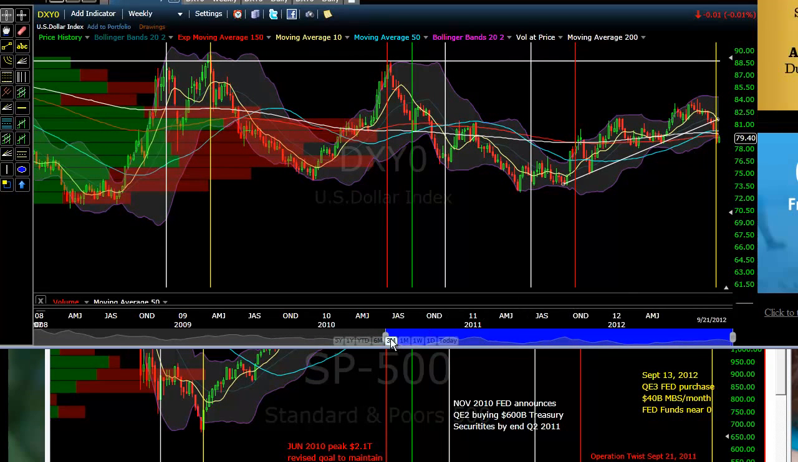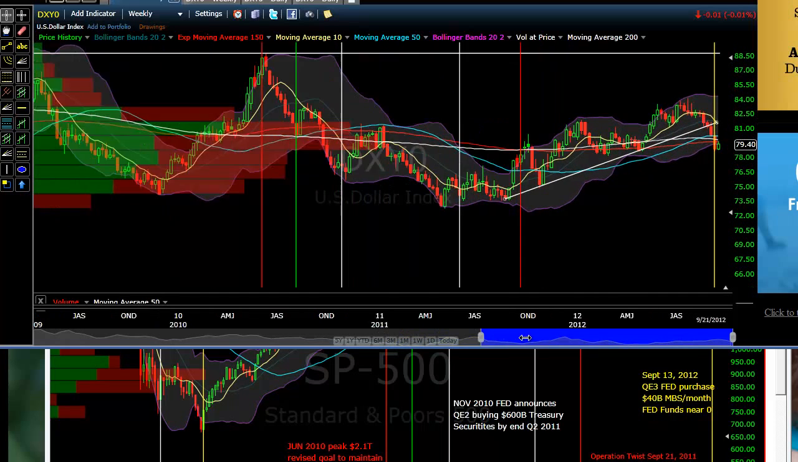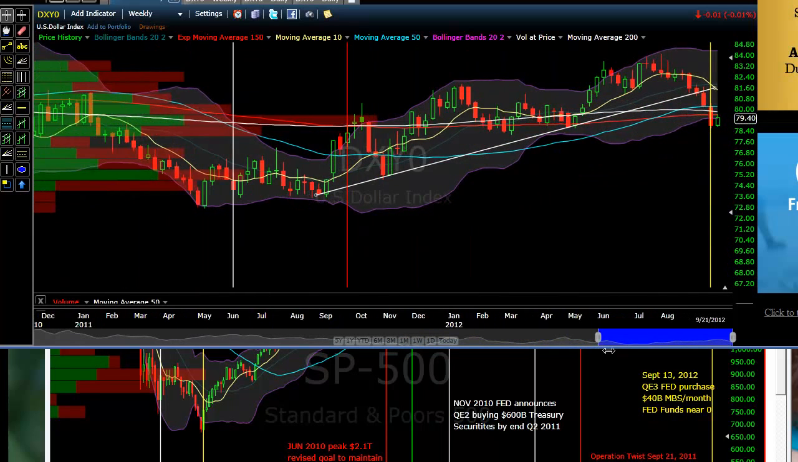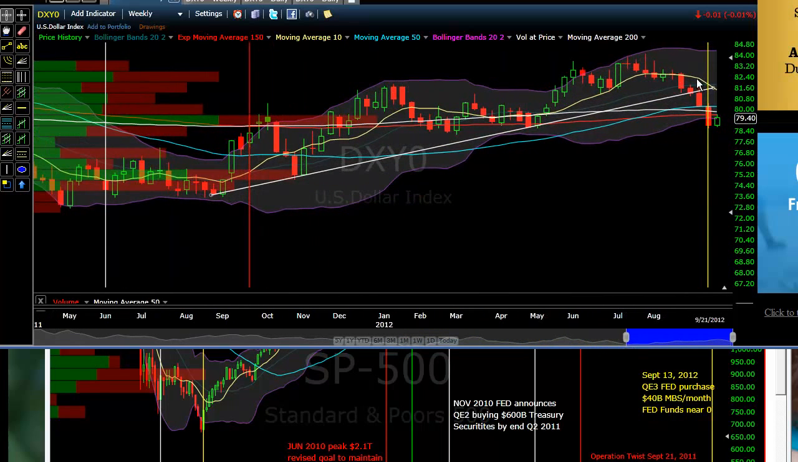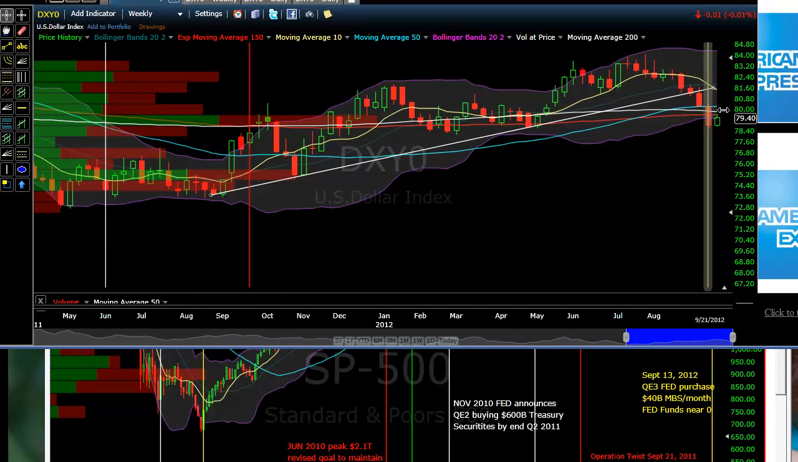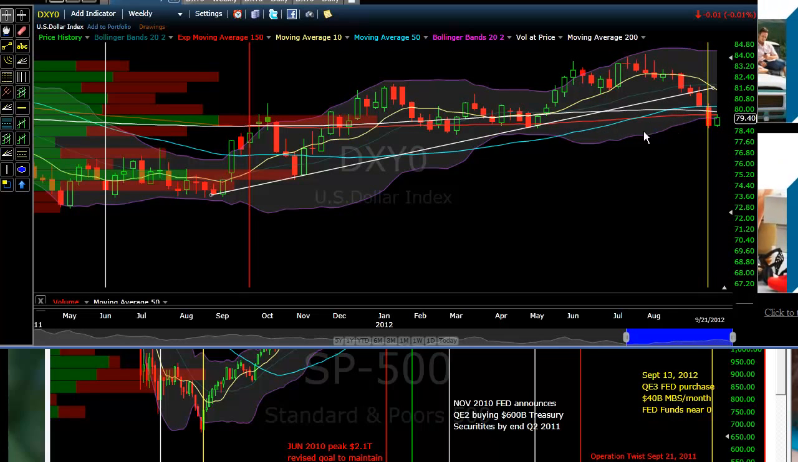We can see our EMAs on the dollar rolling over. They have been for some time. We've got the 10 period here, the yellow, passing through the 20 period now. And the 200 and the 50 are flattening out and have peaked. It appears to be rolling over. I'm looking for the dollar to move lower into 2013.